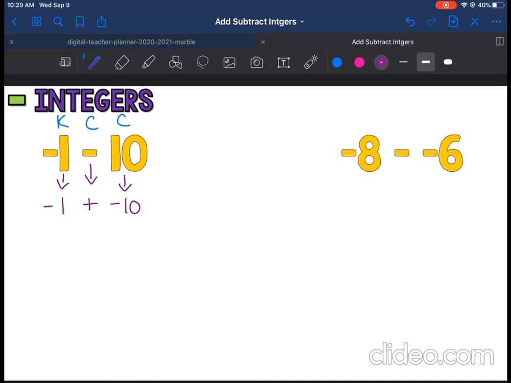Do I have same signs or different signs? Same. So do I add or subtract? Add. Okay, well, what's 1 plus 10? 11, and I keep the sign. So since they're both negative, my answer is -11.